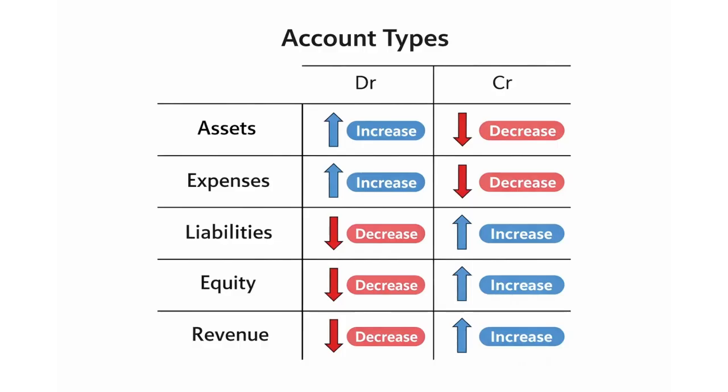So, this is a quick review of the five main account types and how debits and credits affect each one. Don't worry if it feels confusing at first. This will become very clear with practice. Next, we are going to talk about the balance sheet and income statement in more detail.